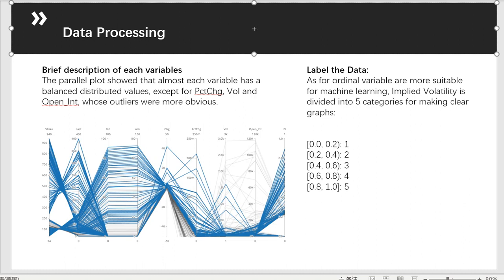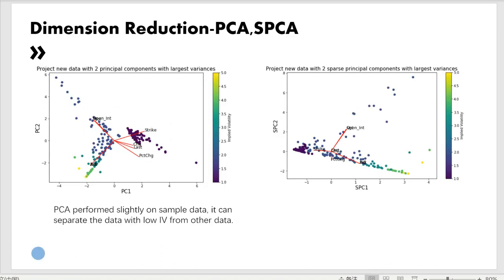Then we normalize the data and apply different dimension reduction functions on this dataset. In option markets, implied volatility is a crucial index for predicting the market trends. To get a clear dimension reduction result, we set implied volatility as labels to draw the plots. Here are the 6 plots of our result.